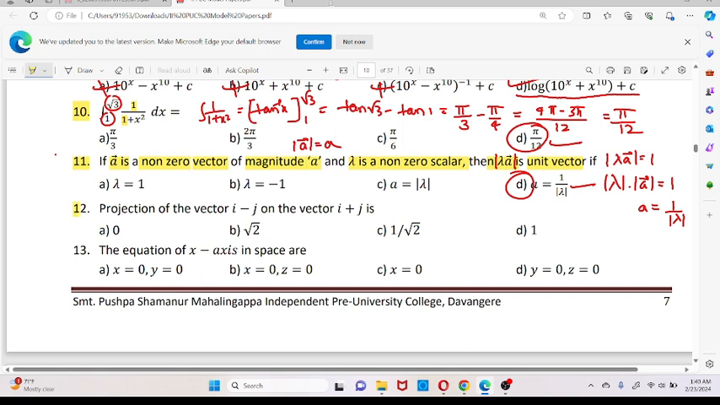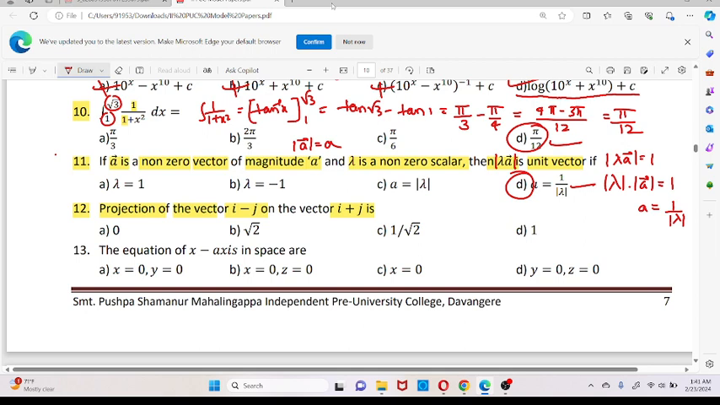See, the 12th one is again from vector algebra. Simple question on projection. Sometimes it asks for the unit vector, sometimes projections, sometimes angles. So you need to practice all kinds of 1 mark questions in order to click with the MCQs. So the projection of the vector i minus j on i plus j is asked.